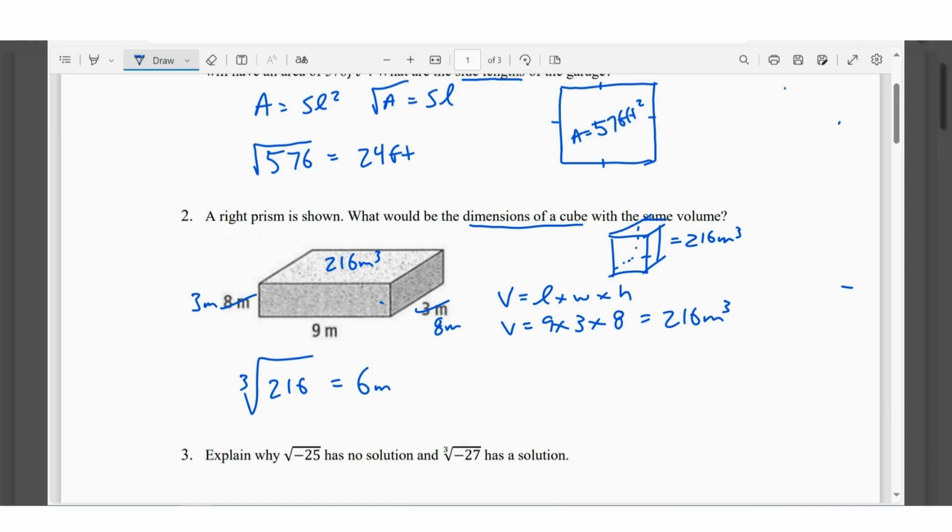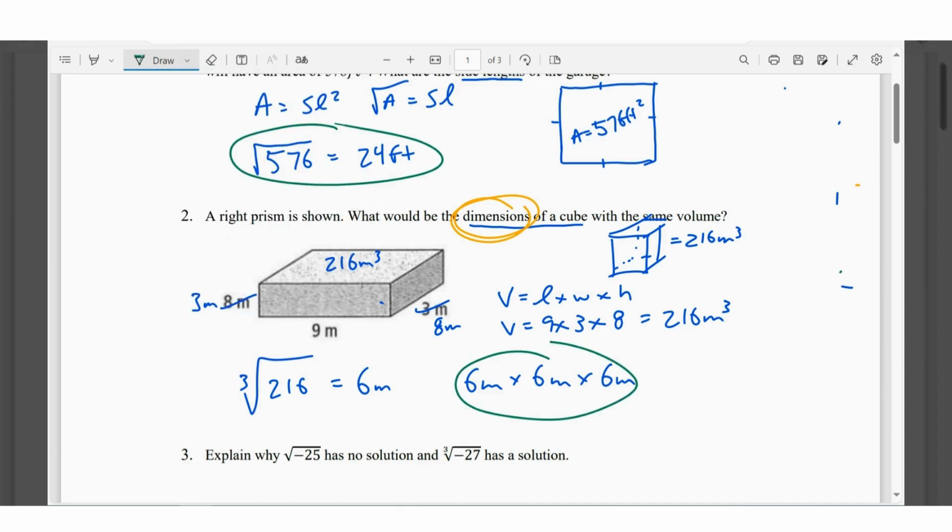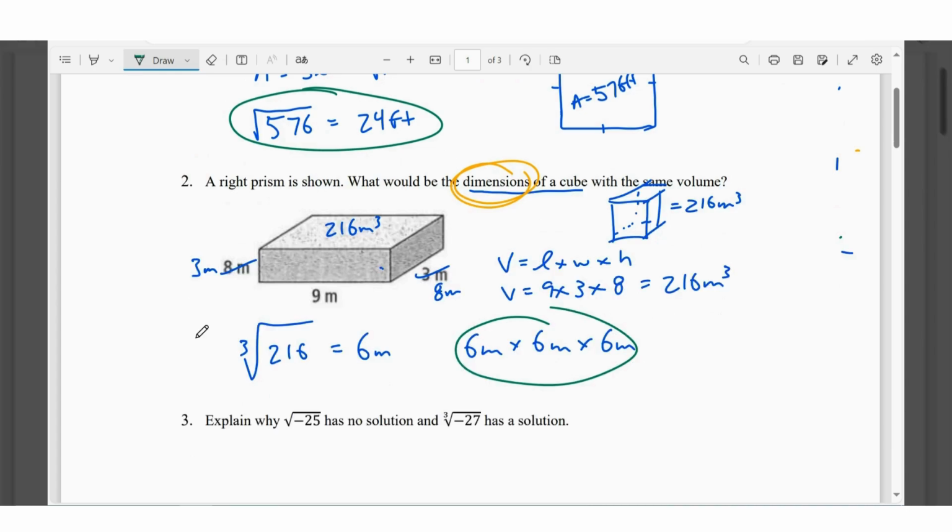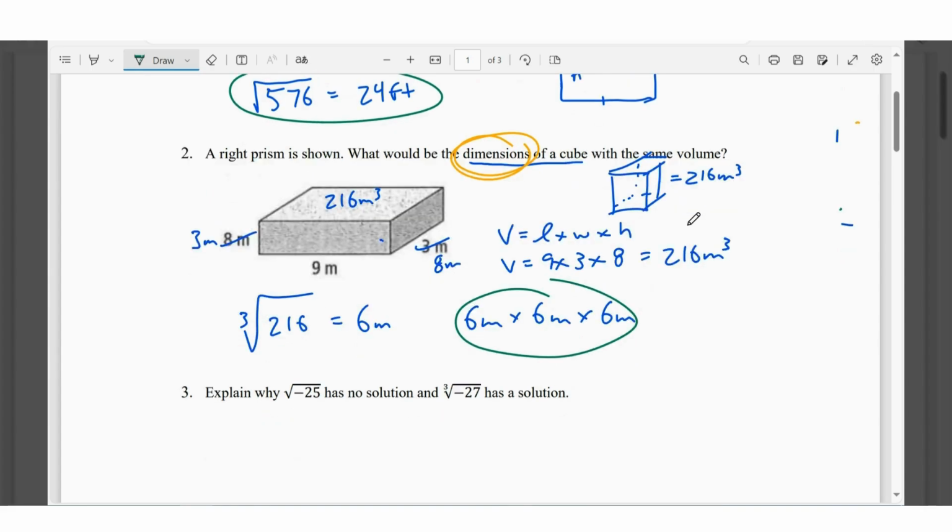So now we figured out one of the side lengths of our cube. Beautiful. But the question has asked, you'll recall, for the dimensions. So it wants not just one side, but all of the sides. And remember, it's a special kind of shape where all of the sides are the same. So 6 meters by 6 meters by 6 meters would be the dimensions of this cube. Our answer is right there. Okay, beautiful. And you could check: 6 times 6 times 6 gives you 216, so you did that right. You could check if you would like.